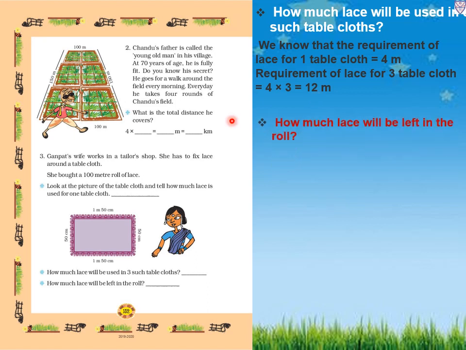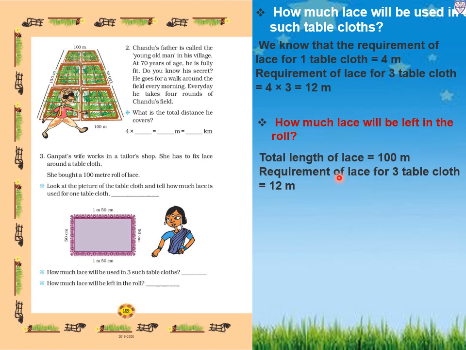Now next question, how much lace will be left in the roll? So the total length of lace is 100 meter. How much did she bring? A total 100-meter roll of lace. So how much did she use? The requirement of lace for 3 tablecloths, that is 12 meter. So how much is left? Lace left after making 3 tablecloths equals 100 minus 12, that is 88 meter.